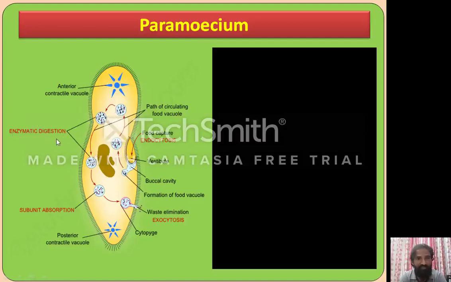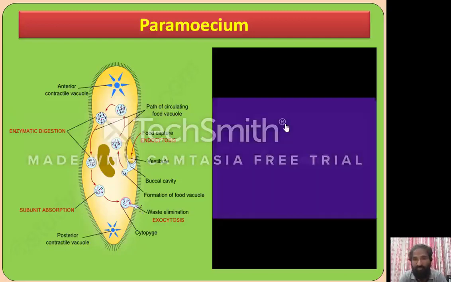The enzymatic digestion takes place, so the complex molecules are digested and form simple molecules. These simple molecules are absorbed by the protoplasm, and whatever waste material there is, that is discarded from the cell through a particular pore, which is called an anal pore.